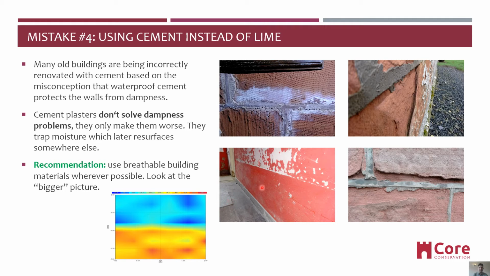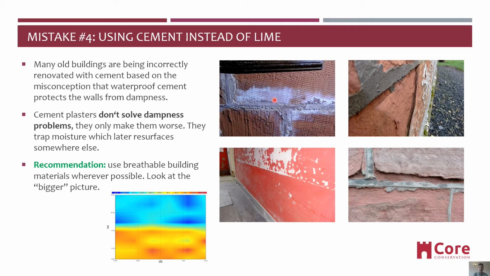For this particular wall we have used a deep penetrating damp meter, and you can see the orange area which shows how wet the wall is underneath, while here it is drier and the moisture is basically just affecting these areas where you can see the damage. Cement plasters don't solve dampness problems, they only make them worse. They trap moisture, which later resurfaces somewhere else.